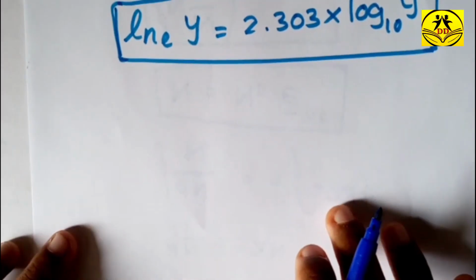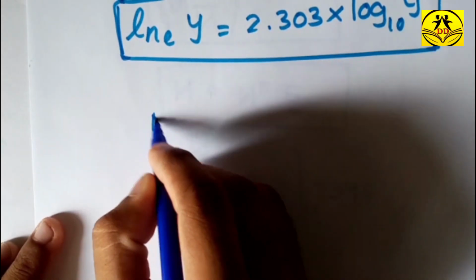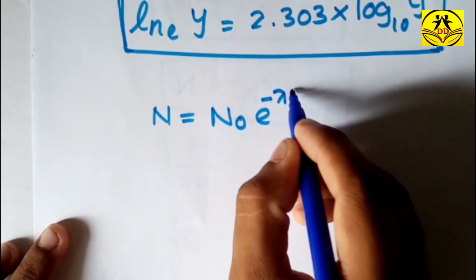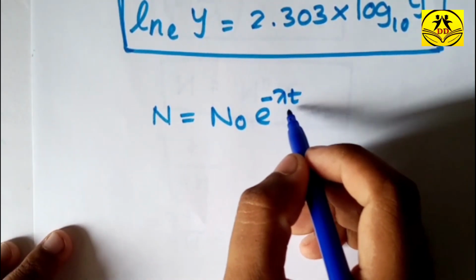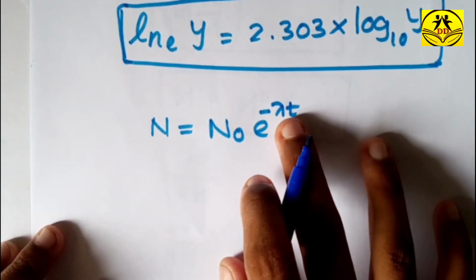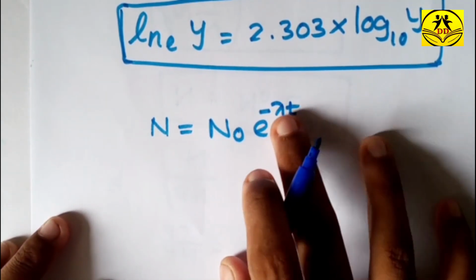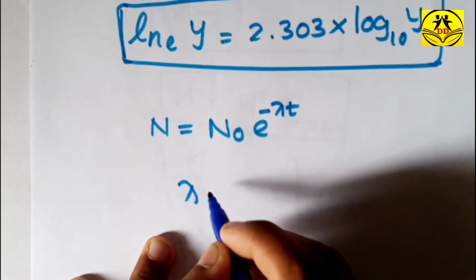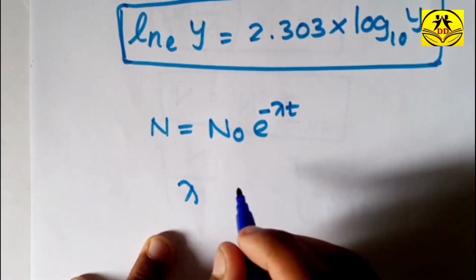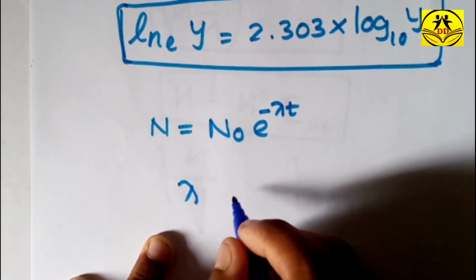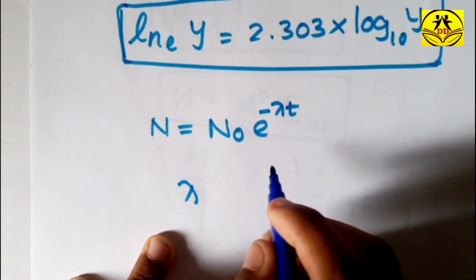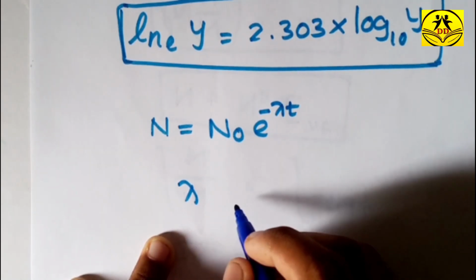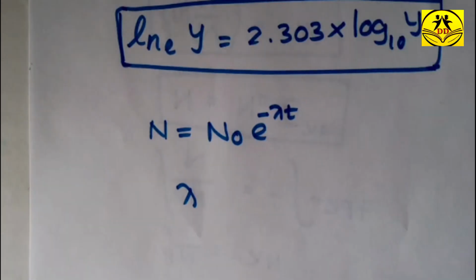So we'll again go to the equation we obtained, which is N is equal to N naught e to the power minus lambda t. So this t is the elapsed time, or the time which is allowed to disintegrate. When you take lambda, which is the radioactive decay constant, it is actually a characteristic of the relevant parent nucleus. So it depends on the parent nucleus and it is constant for a specific parent nucleus.